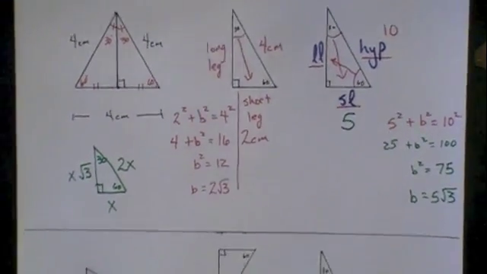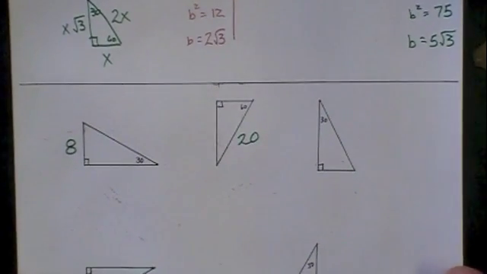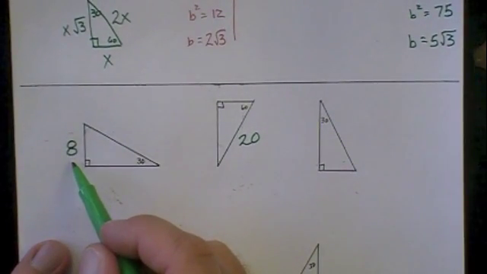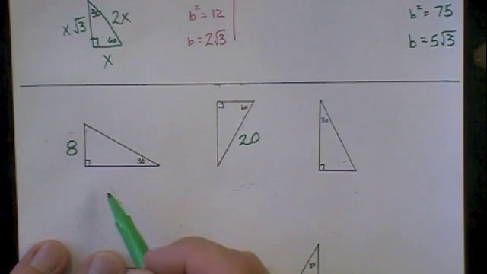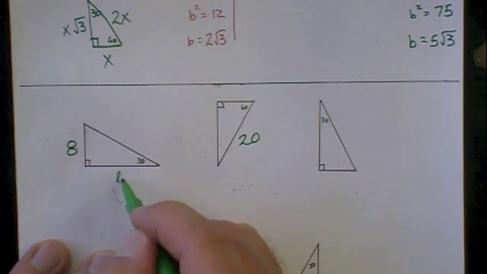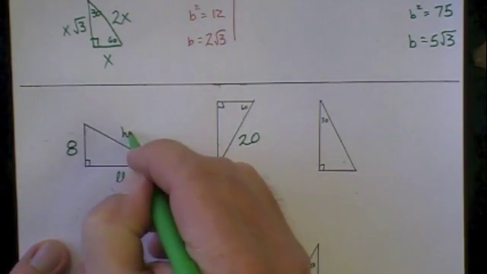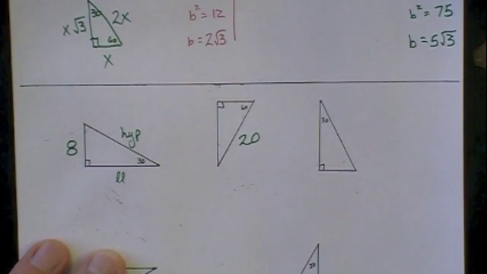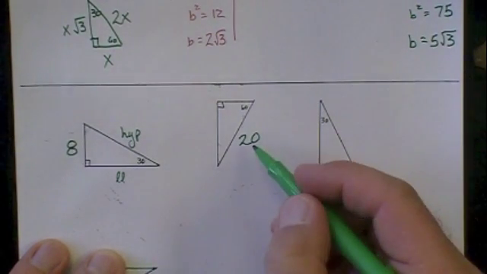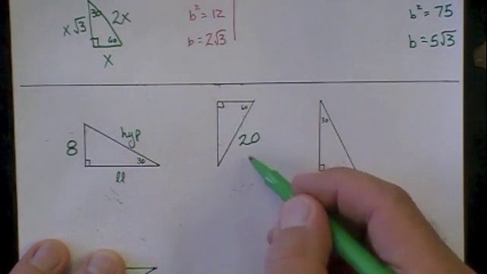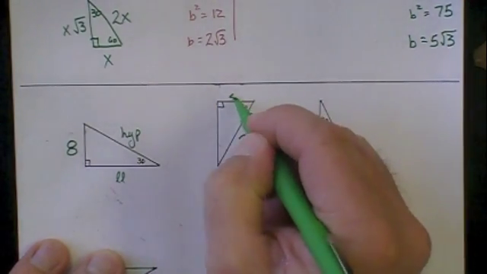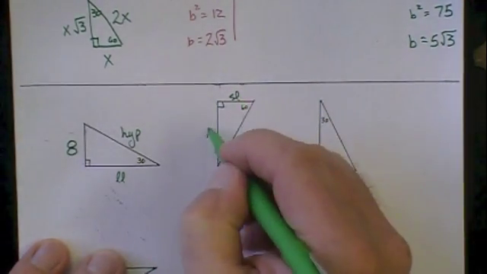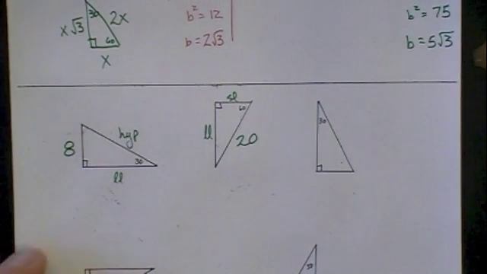So if we have a short leg of 8 on this triangle, how can we find the long leg and how can we find the hypotenuse using our shortcut? And here we have the hypotenuse is 20. So how could we find the short leg and how could we find the long leg of this triangle?